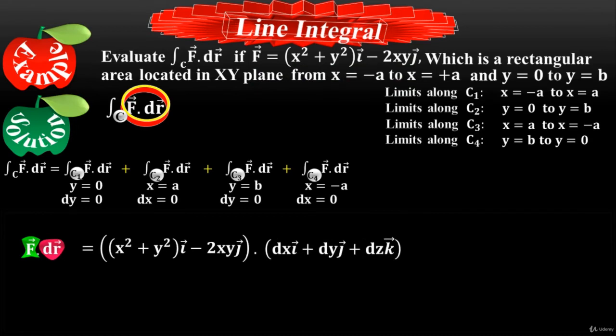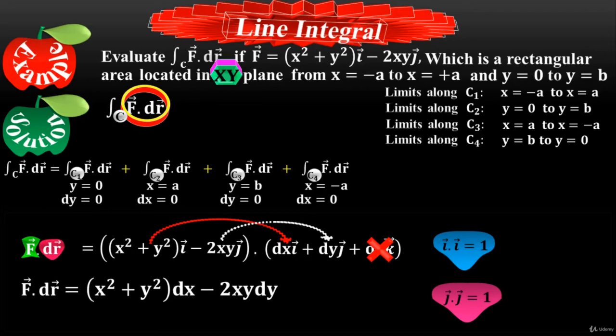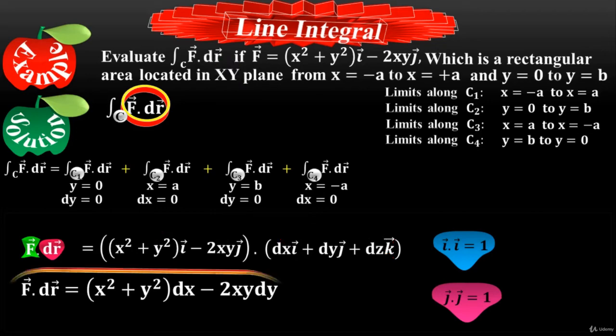Take their dot products. When I take the dot product between these two terms, i times i equals 1. And the dot product between these two terms, j times j equals 1. Since the rectangular area is in the xy plane, we have nothing to do with the z-axis, because the rectangular area lies in the xy plane, not in z. So just cancel the z. Finally, I have (x squared plus y squared) dx minus 2x times y dy. This is the final value of the dot product of vector f and dr.